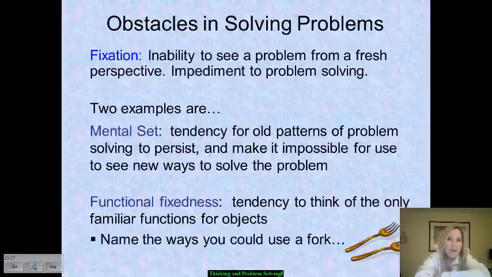Functional fixedness is another one, and this is a really interesting example because I've got some scenarios that I think will be pretty helpful. Functional fixedness is when we think of only one familiar function for the object or problem that we are looking at. So, for example, name the different ways that you could use a fork. For most of us, the first way would be, we use it to eat. And that's pretty much about it.